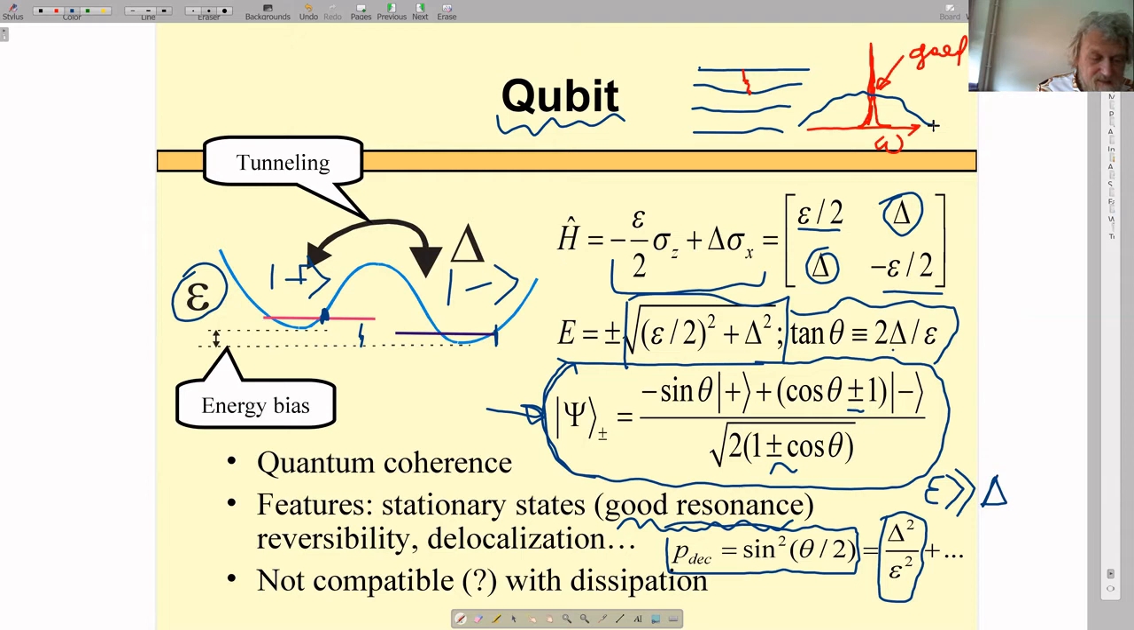Does this answer your question, Tim? All right. So it doesn't imply that epsilon is nearly zero. Fine. Let me go further.